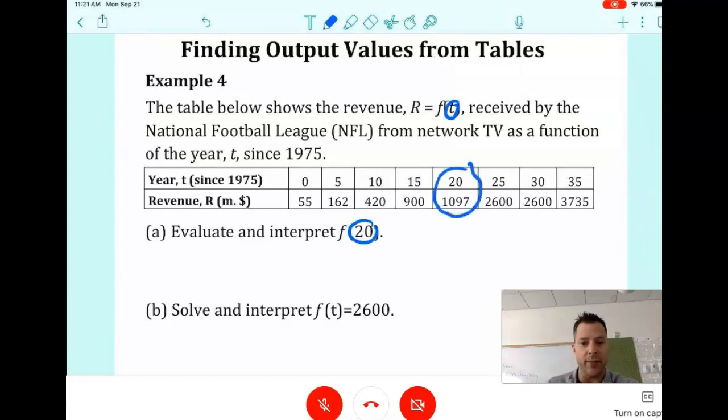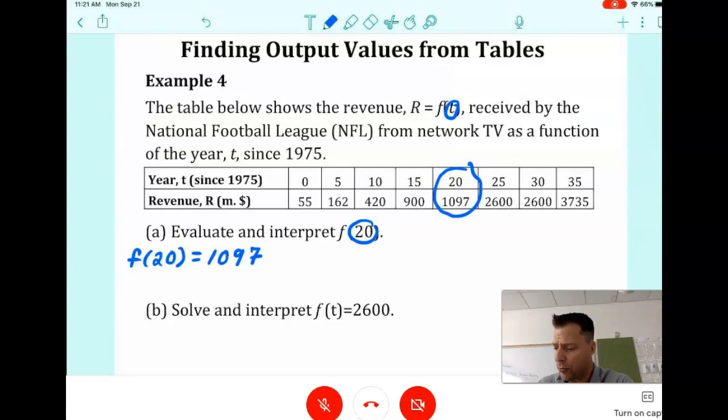So F of 20 is equal to 1097. Okay, that's in millions. So if you have 1,097 million, that's technically billions. We would read that as 1,097,000,000. That's a lot of money, $1 billion in TV revenue.